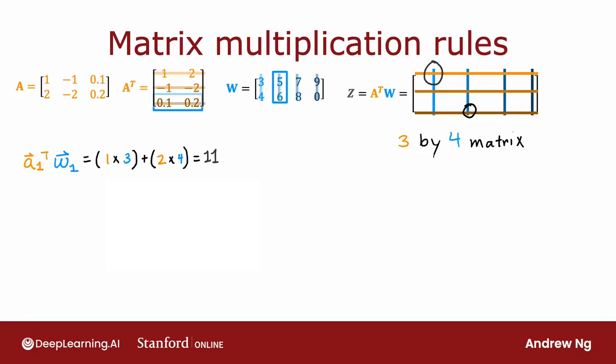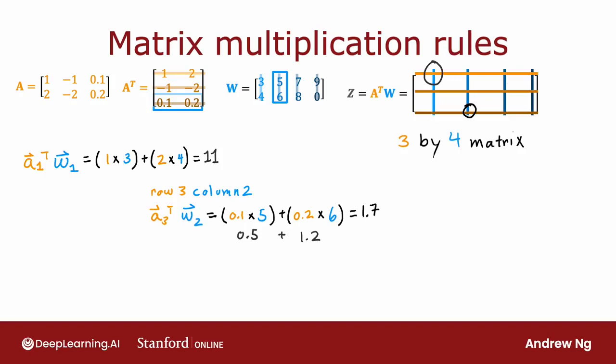So to compute the number in row 3, column 2 of Z, you would now grab row 3 of A transpose and column 2 of W and dot product those together. Notice that this corresponds to the darker shade of orange and the second lightest shade of blue. To compute this, it is 0.1 times 5 plus 0.2 times 6, which is 0.5 plus 1.2, which is equal to 1.7. So to compute the number in row 3, column 2 of Z, you grab the third row, row 3 of A transpose, and column 2 of W.